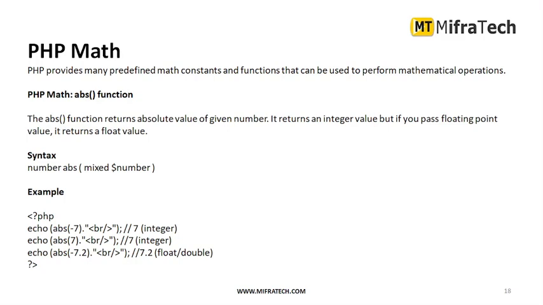number abs(mixed $number). PHP echo abs(-7). The 7 is an integer. It will return what we have given. It will return the same: given a 7 integer, it returns 7, and a float will be given and displayed as a float.